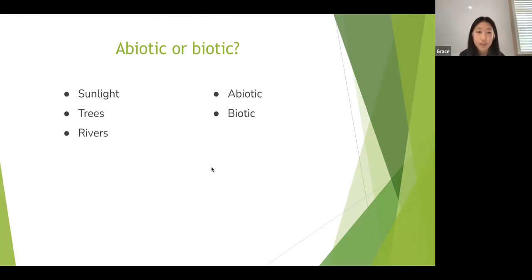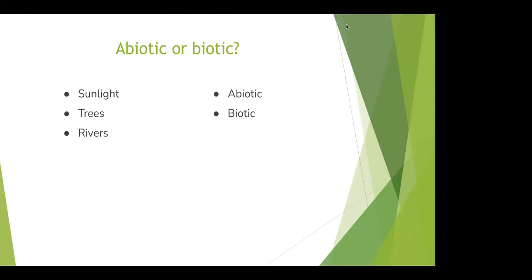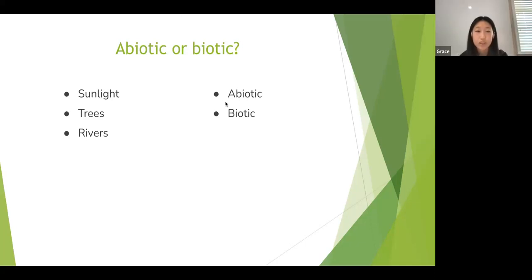So next we have rivers. Abiotic. Yep, and I see also in the chat there's many people saying abiotic. Rivers are basically going to be water, which was one of the examples I said before, and water is not something that is living. All right, next we have fungi.